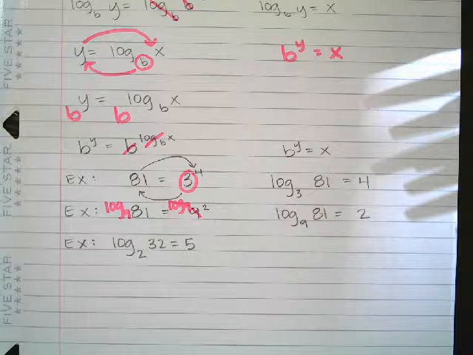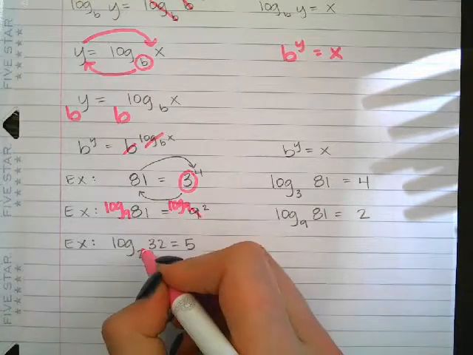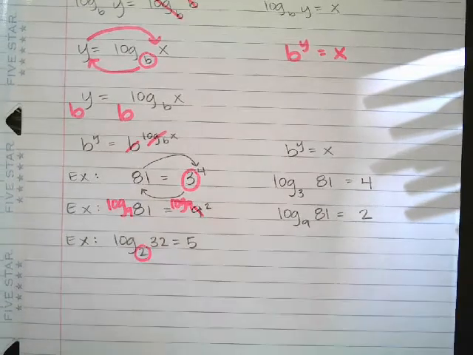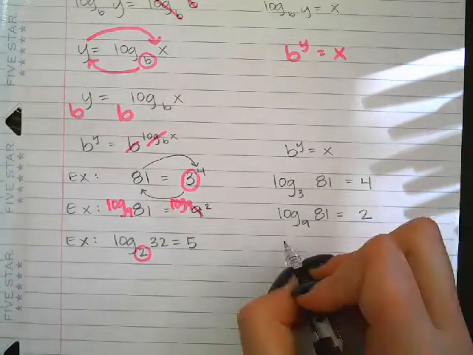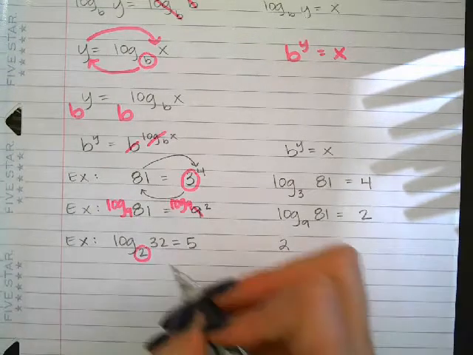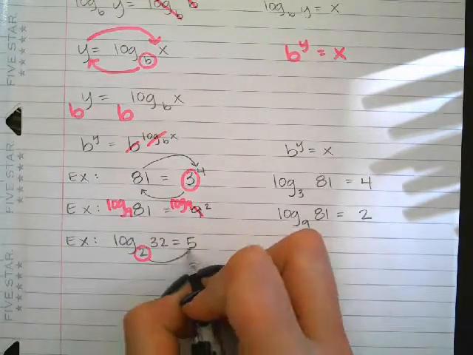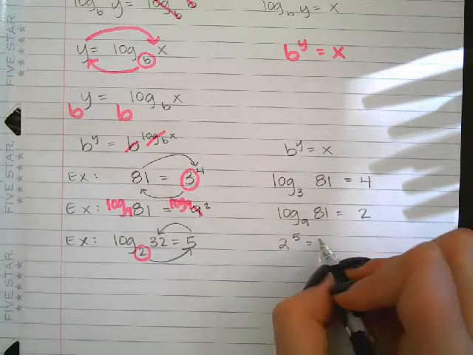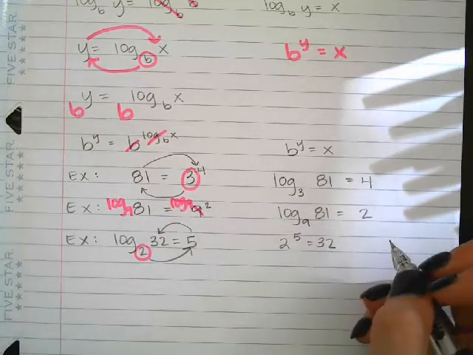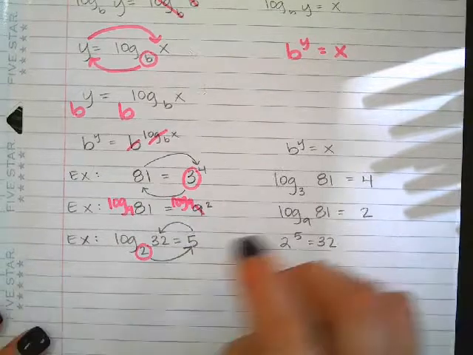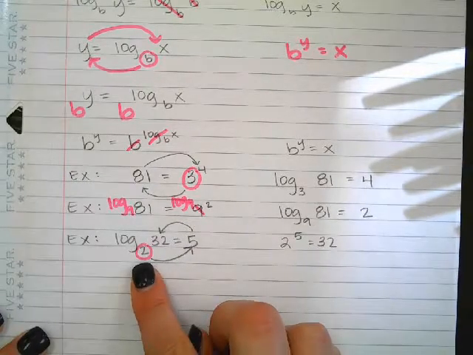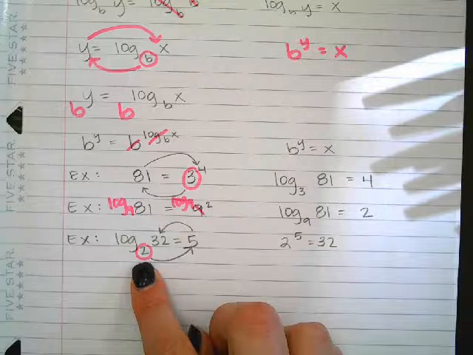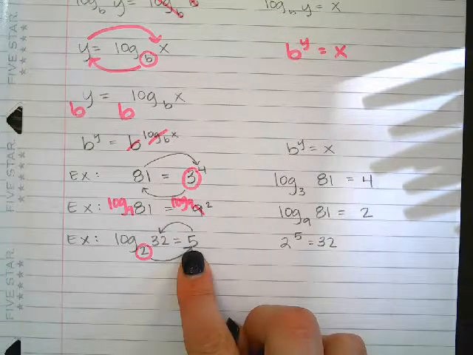All right, so here we have log base 2 of 32 equals 5. To convert it into exponential form, we're going to start with the base. So I'm going to say 2, and I'll go ahead and Tootsie roll: 2 to the 5th equals 32. When I do that Tootsie roll method, you'll notice I always start with the base, and then to know what I should do next, I just go to the opposite side of the equal sign.